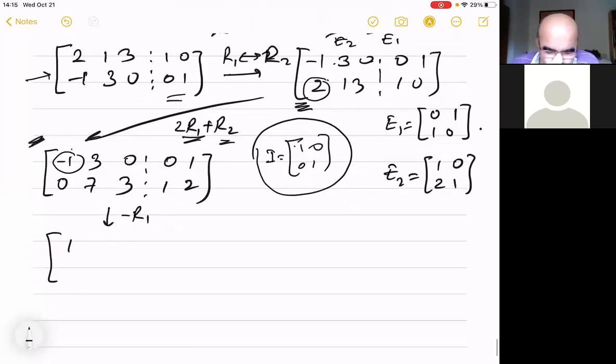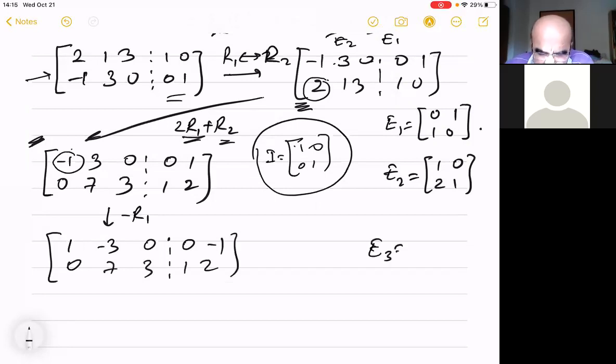Now multiply the first row by -1. It's 1, -3, 0, 0, -1, 0, 7, 3, 1, 2. So what did I do? Epsilon 3 is, you have this identity matrix, you multiply the first row by -1. So -1, 0, 0, 1. This is epsilon 3.